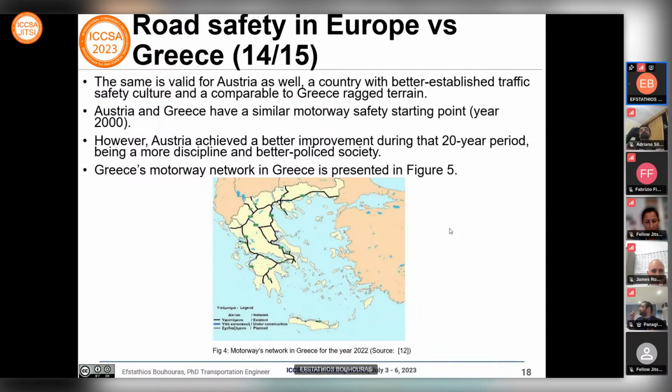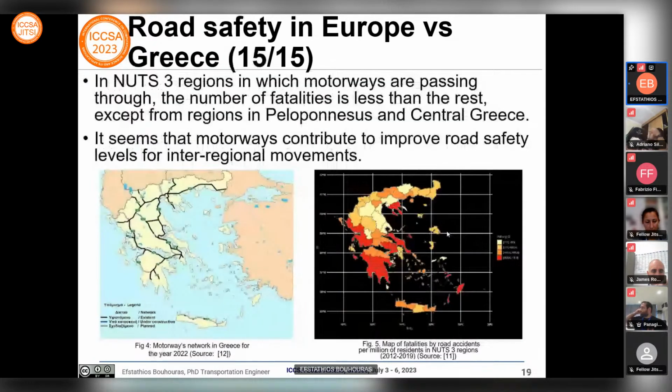This is the motorways network in Greece for the year 2022. And when we dug in at NUTS 3 regions level, we found out that Peloponnesos and Central Greece had the worst performance in terms of road safety level along motorways. You can see here the motorways network, and through a thematic map their performance, the drivers' road safety level. The red is the worst, the yellow is the best level.